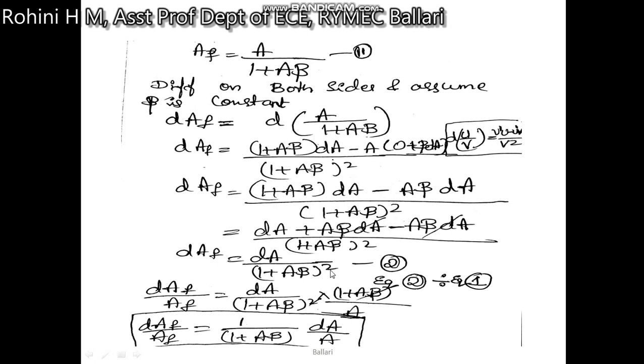Again, what they are doing is dividing this expression by the original expression, AF equal to A divided by 1 plus A beta, which results in this expression. On the left side we have dAF divided by AF, and on the right side, this expression dA divided by (1 plus A beta) squared, divided by A over 1 plus A beta.